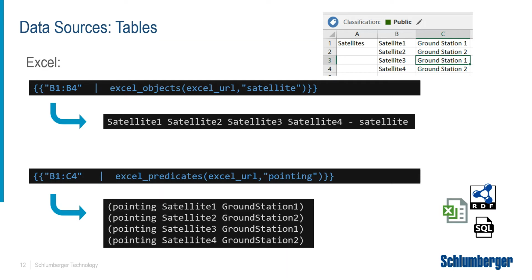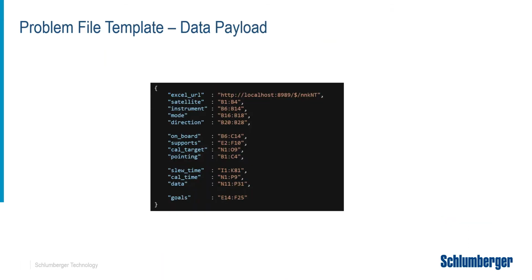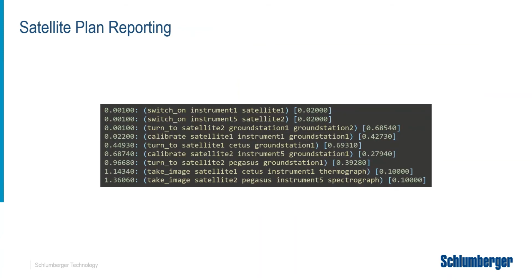So we can take any tabular data and convert it into an initial state set of predicates. We can also do this for functions. Now let's shift our attention from problem generation to plan reporting. Consider the following satellite plan. In isolation, the plan tells us what we need to do to achieve our goals.